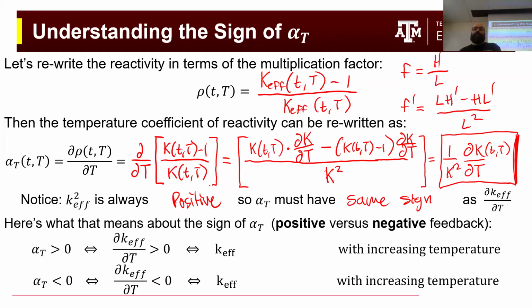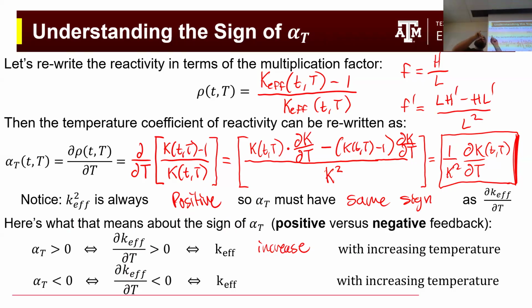It's going to go up, right? If the derivative is positive and the temperature goes up, then the numerator is going to go up too. You can almost think of that as a fraction, and if the bottom goes up, then the top is going to go up too because the sign is positive. So K effective is going to increase with increasing temperature.